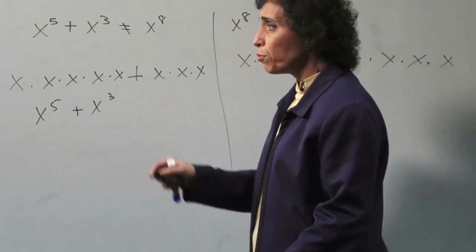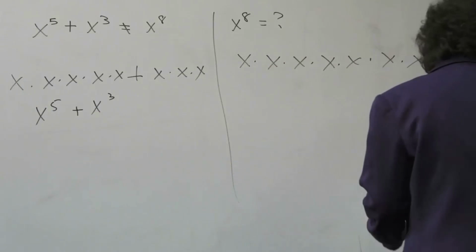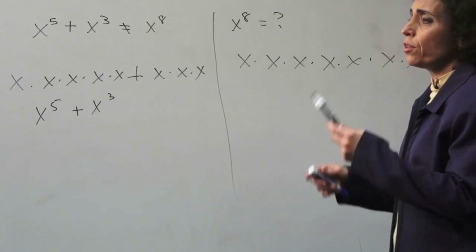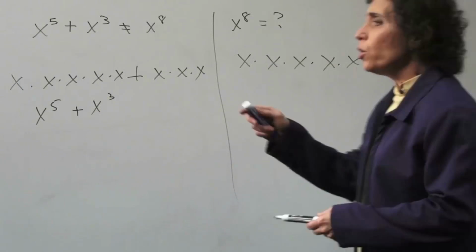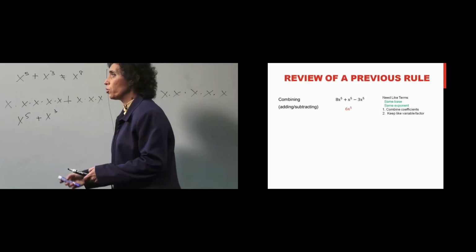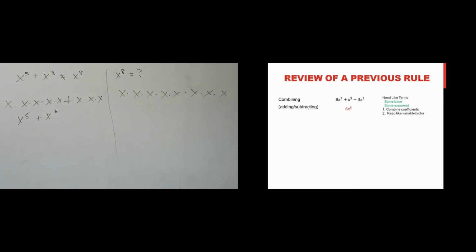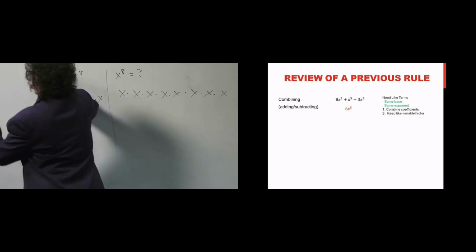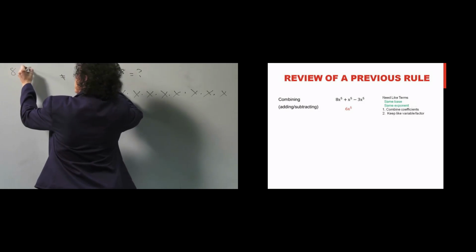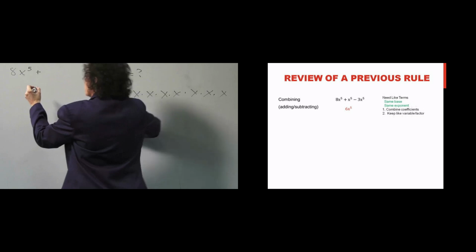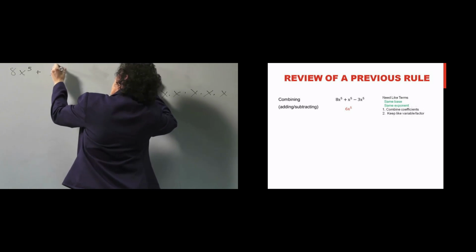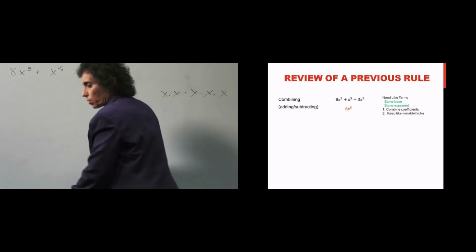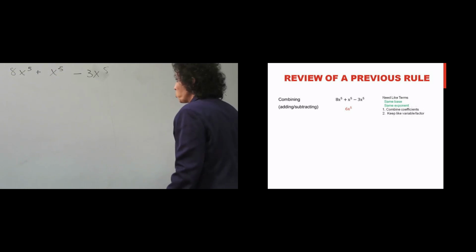So looking at the rule on the next slide, if you will, we should be able to determine what to do. When you want to combine, you need like terms. So in our problem, on that slide, it says 8x to the 5th plus x to the 5th minus 3x to the 5th. Okay? And notice what you have to do here.